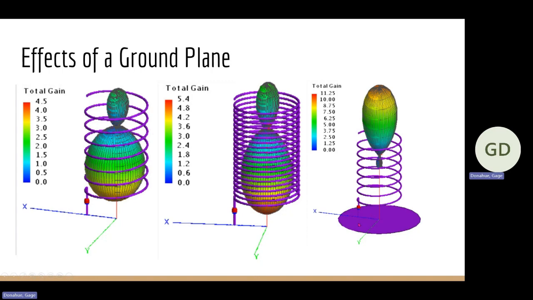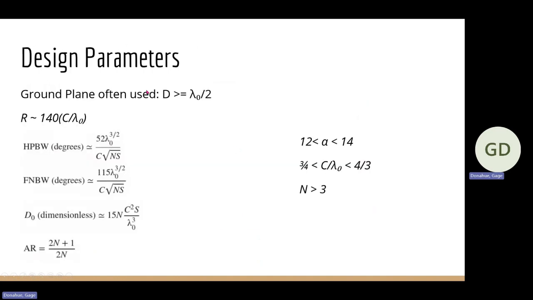But adding a ground plane, this is going to do that for you. You'll get almost thrice the amount of gain, and you'll become much more effective like we want with this ground plane. Speaking of, the size of that thing will have to be at least lambda over 2 in order to have it produce the effect that you would want. Because your input resistance R will be almost purely resistive. It'll be about 140 times C over lambda.